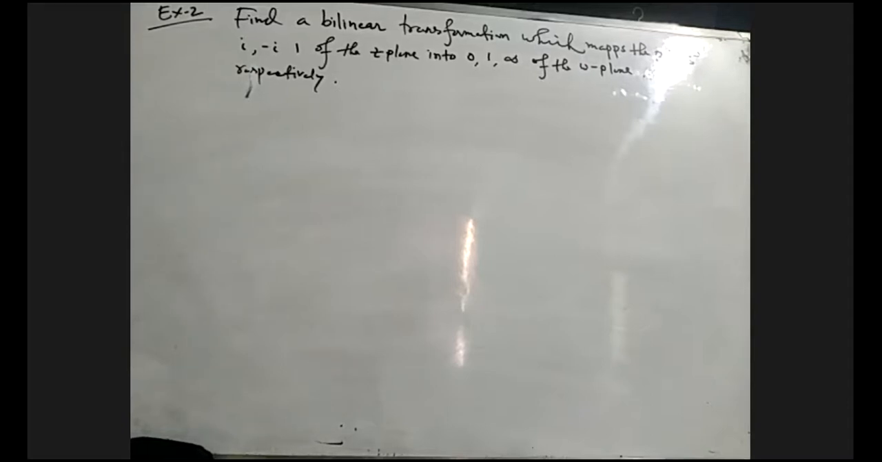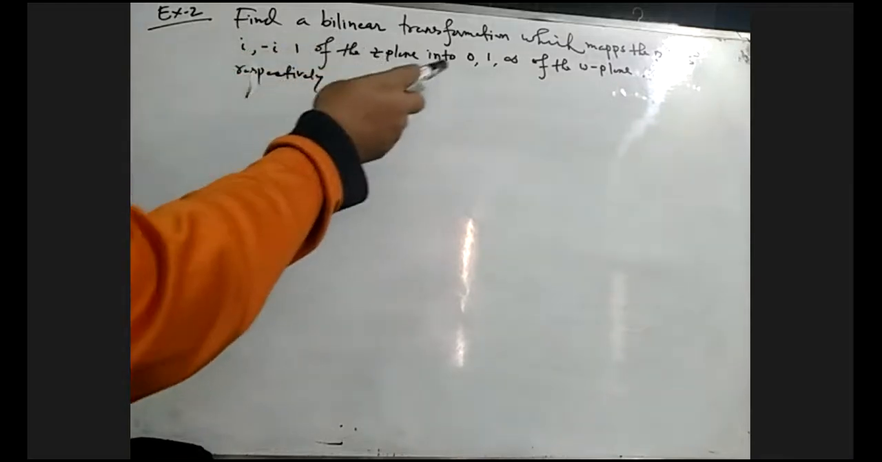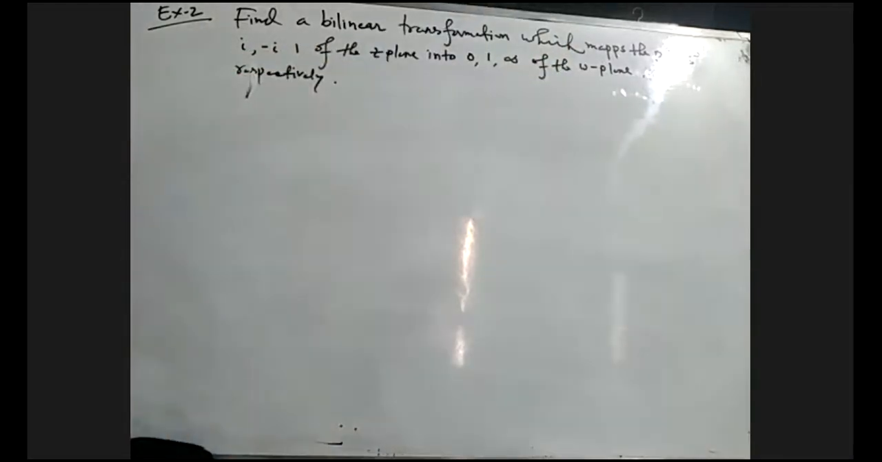Okay, and now another similar example. Find a bilinear transformation which maps the points i, minus i, 1 of the z plane into 0, 1, infinity of the w plane respectively.